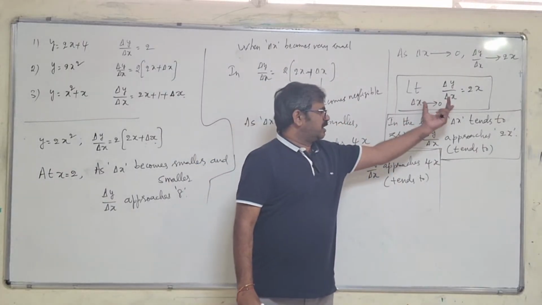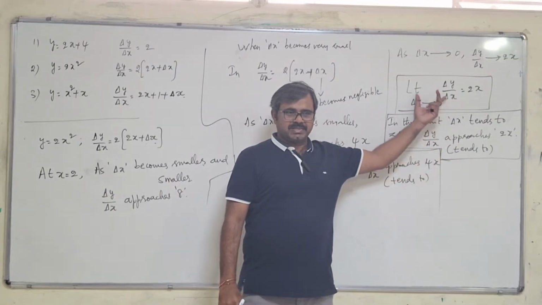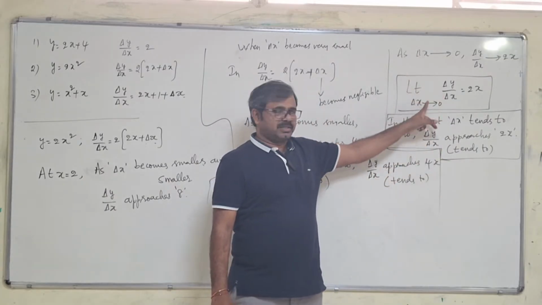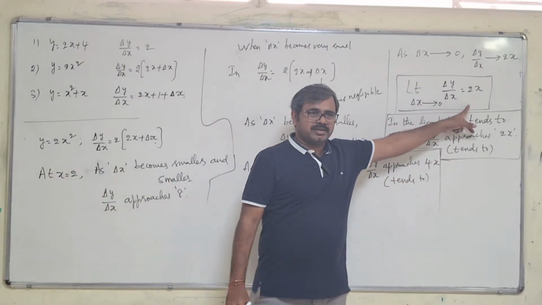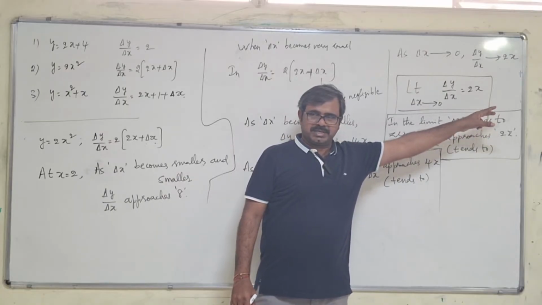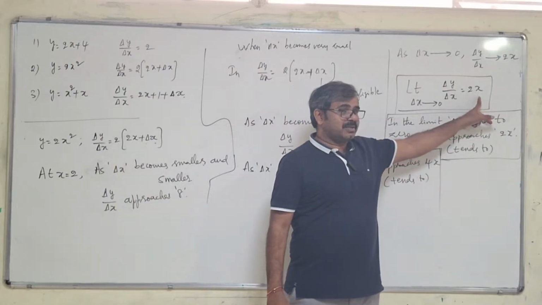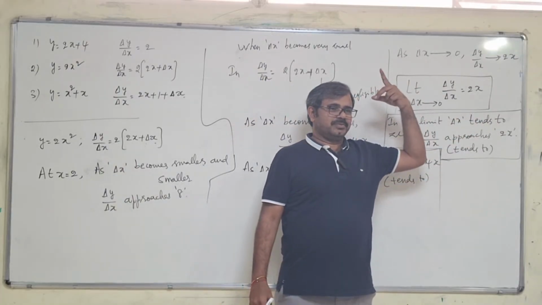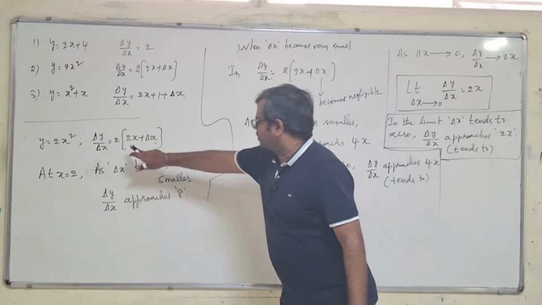So this equation is nothing but this sentence. This equation just says that as delta x tends to 0 in this function, delta y by delta x approaches 2x. Do you understand this? We have seen when x is equal to 2, delta y by delta x approaches 2 into 2x.